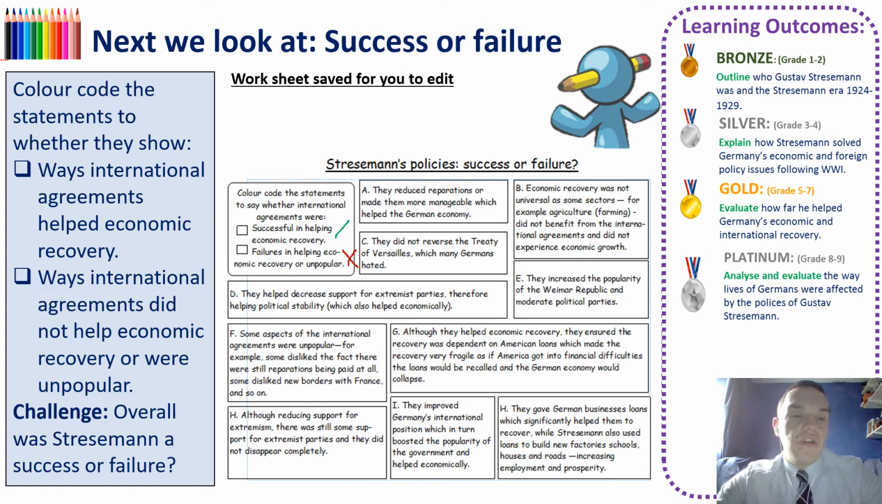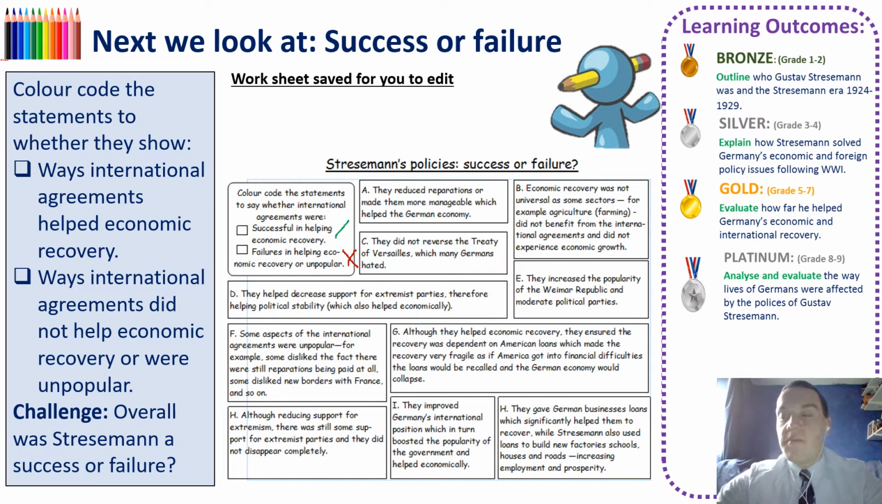So overall, was Stresemann a success or failure? Again, I will model the first answer for you, so I'll do it with you. If you're feeling very confident and you think you can do this on your own, you can pause it now and have a go on your own and then just mark it, or stay, listen to me, and I'll talk you through some. So first, A: they reduced reparations or made them more manageable, which helped the German economy.